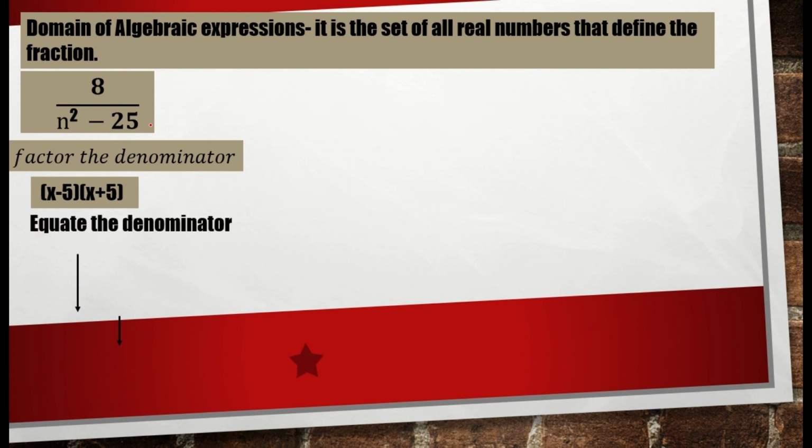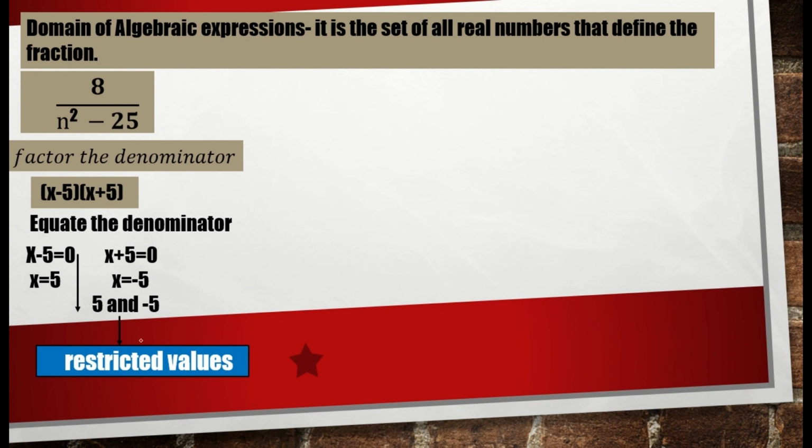Okay, equate the numbers. So, x minus 5 equals to 0, transpose negative 5 magiging positive 5. So the answer is positive 5. And then sa isang term, we have x plus 5 equals to 0. So, transpose natin yung positive 5, magiging negative 5. So, our restricted values, we have 5 and negative 5.